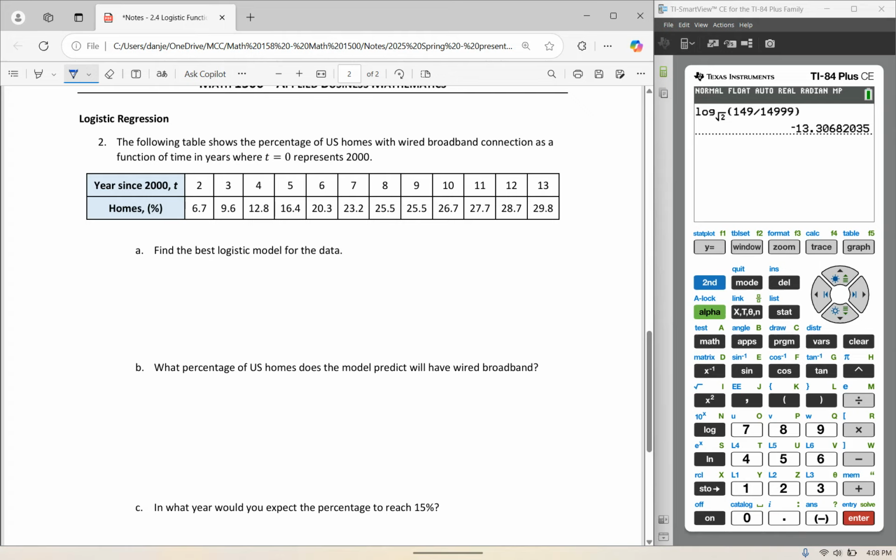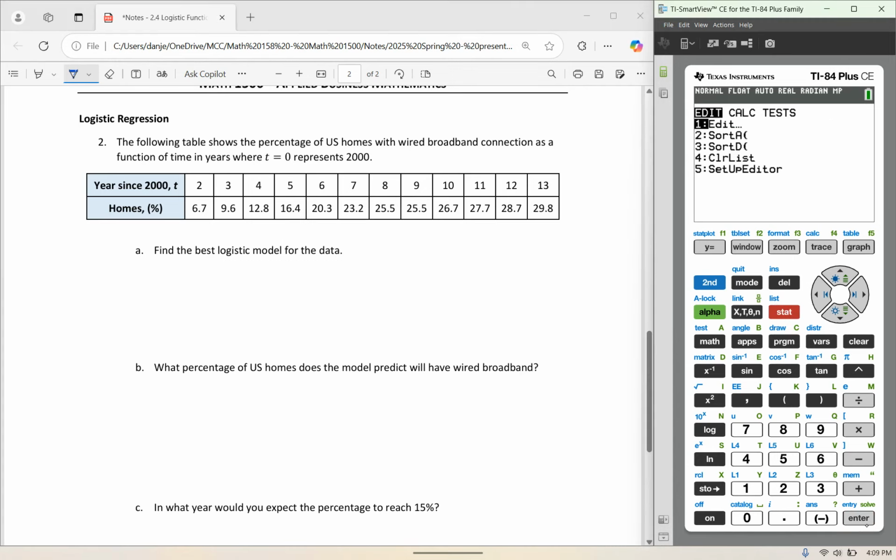homes with wired broadband connection as a function of time in years where t equals 0 would be 2000. So t is the number of years after 2000. So 5 right here would be 2005, because that's 5 years after 2000. I can use the calculator to do a logistic regression, just like all of the regressions we've previously done.